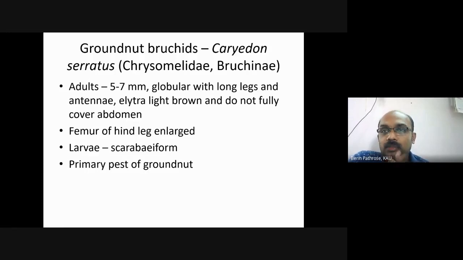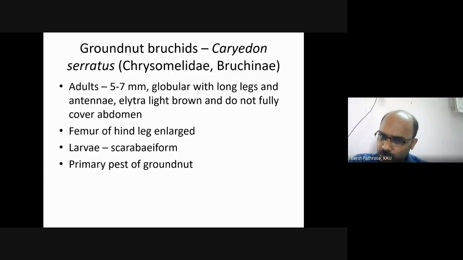That is one of the largest insect pests infesting storage. I don't think any other insect pest is bigger. Lepidopteran pests are roughly about 5 mm in size, but among the coleopterans, this is the biggest one. Just like any other bruchid pest, it is globular in shape with long legs and antennae. But the elytra is light brown in color and doesn't cover the abdomen fully. That is a typical character of all the bruchids.